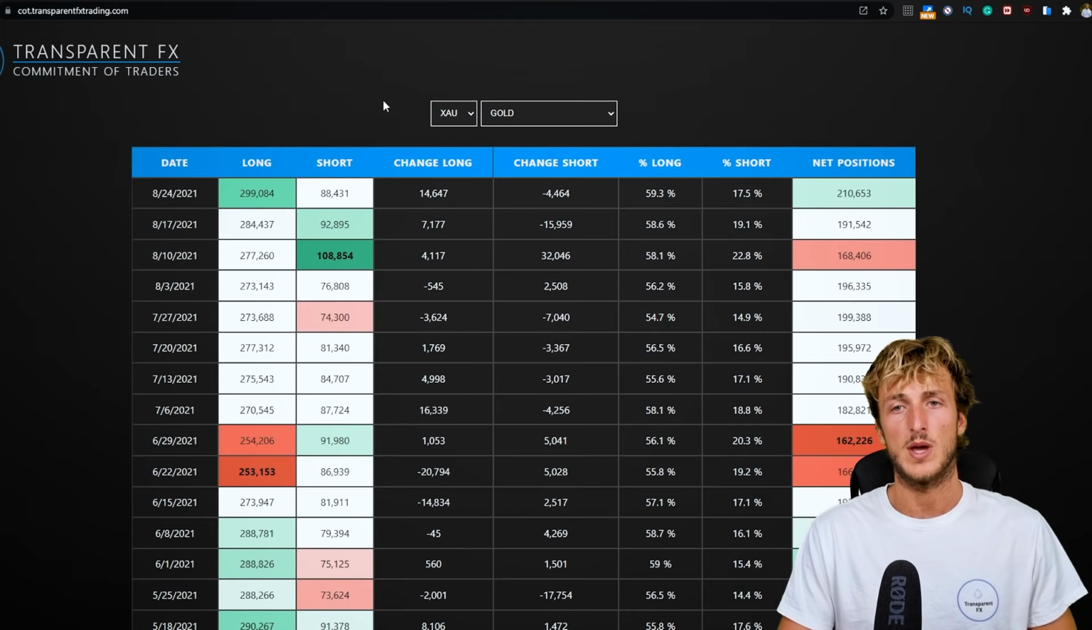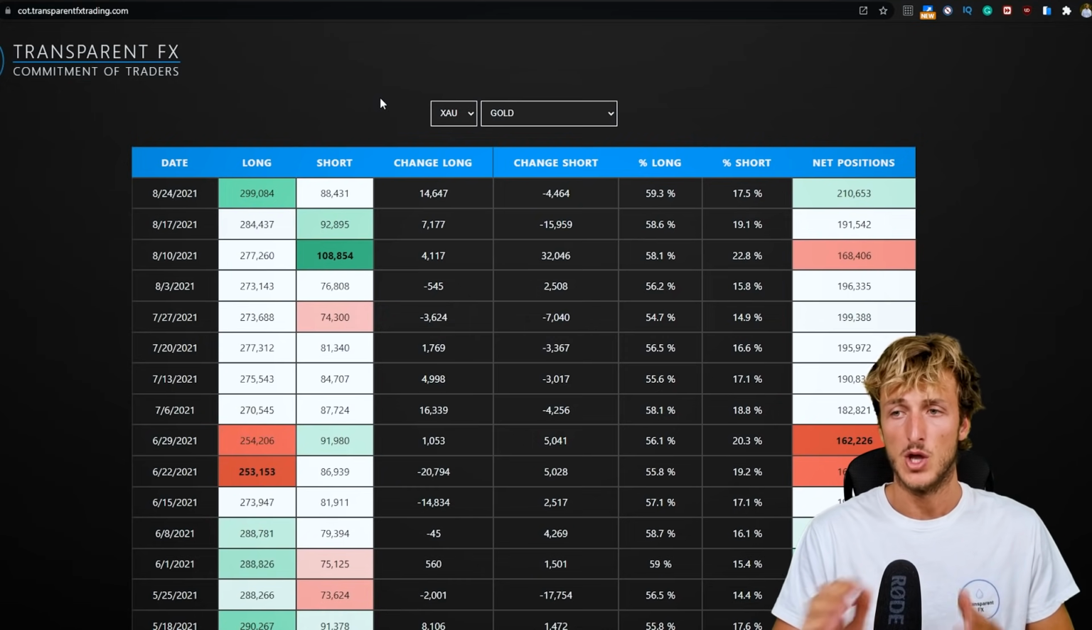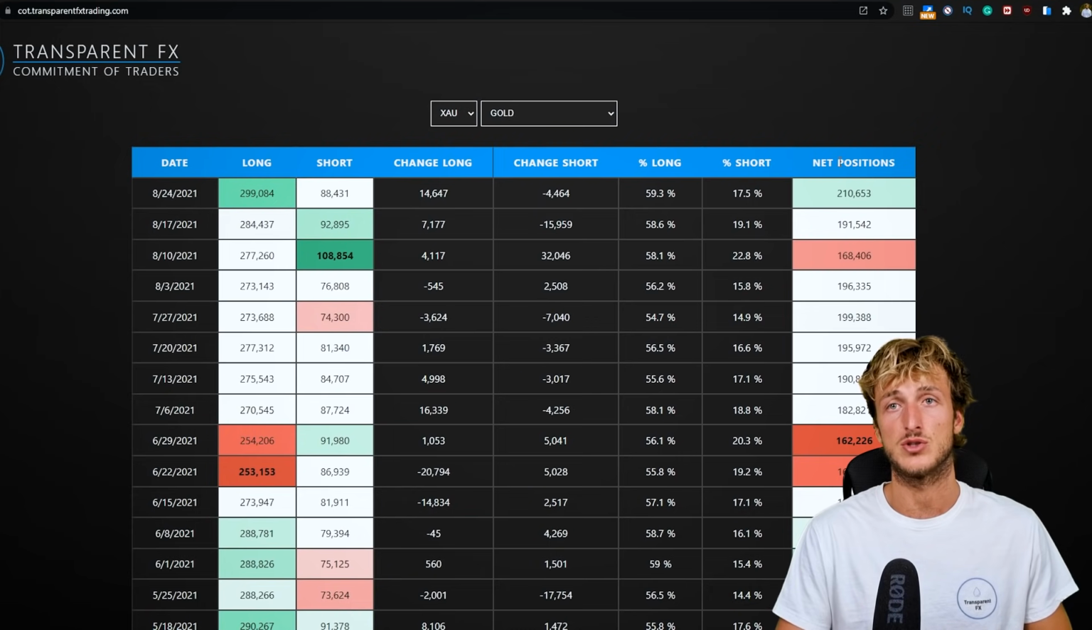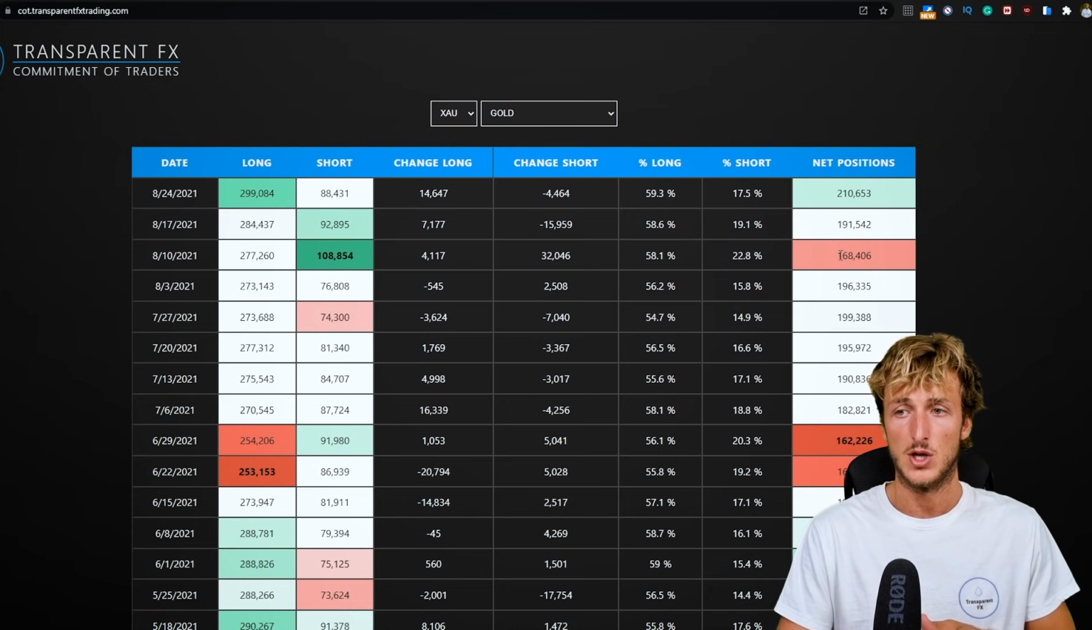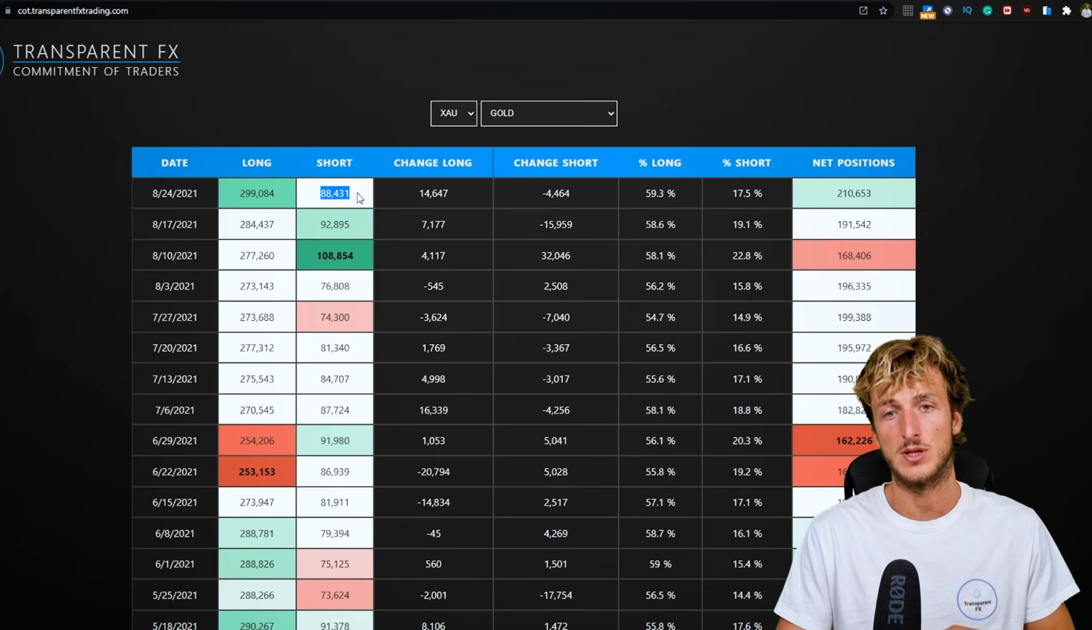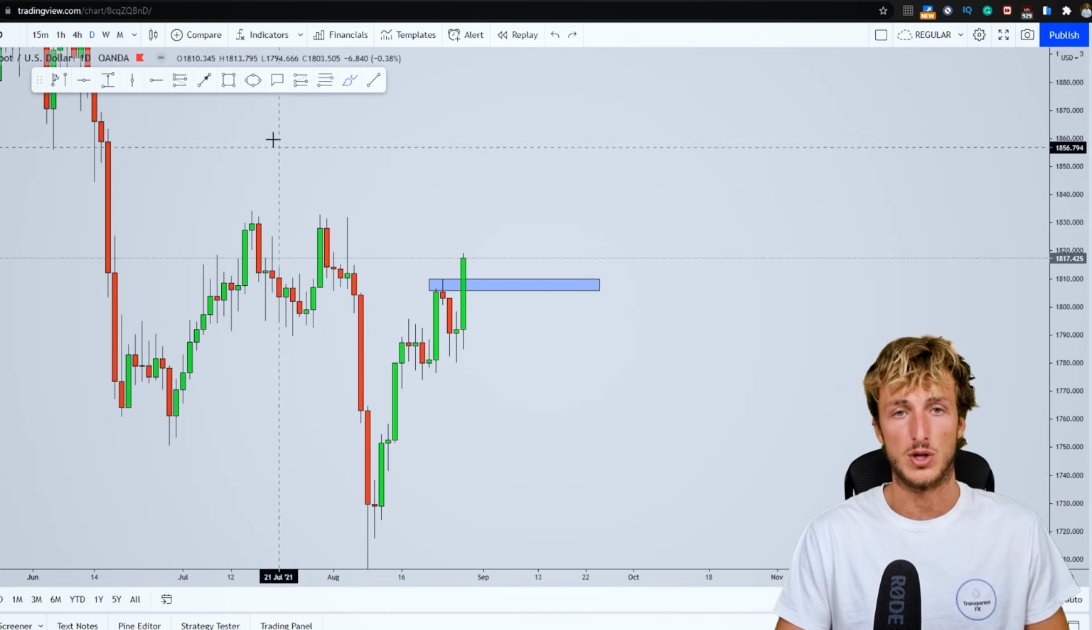Now, if we go and see what we have from a COT perspective, so what the smart money in the market is doing, we can see how lately net positions have been increasing. In fact, we went from having 168K net positions up to having 210K net positions with 300K longs and only 88K shorts. So gold has been getting quite bullish with 14.6K long positions added with the last report and 4.4K shorts closed. So gold is definitely getting quite bullish.